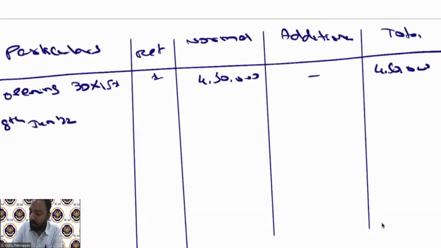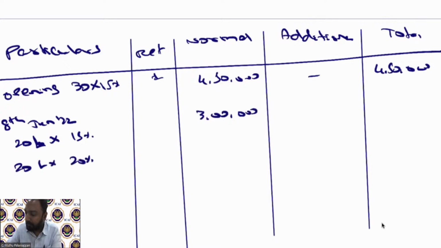For 8th June 2022, it is 20 lakhs into 15%, which is 3 lakhs. And 20 lakhs into 20%, that is additional depreciation, correct? That is how much? 4 lakhs. So this put together, let's assume it is 7 lakhs for this asset, correct? 7 lakhs for this asset.